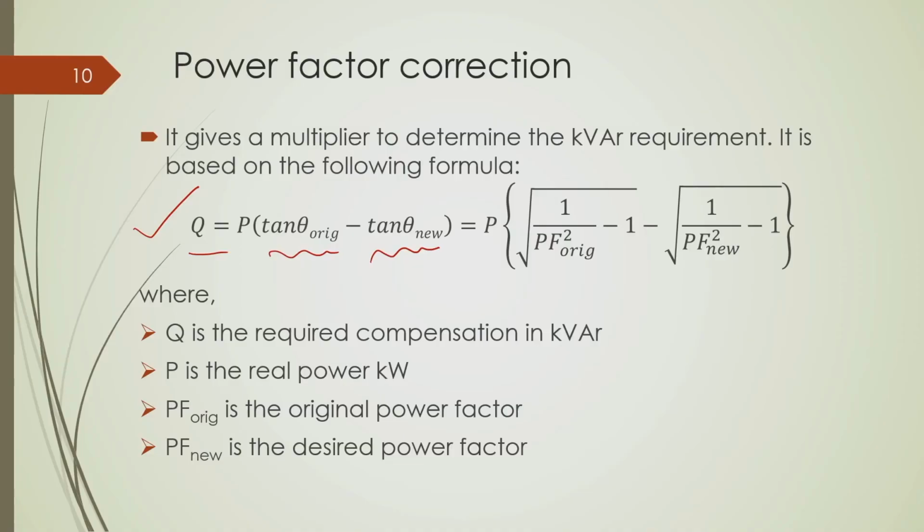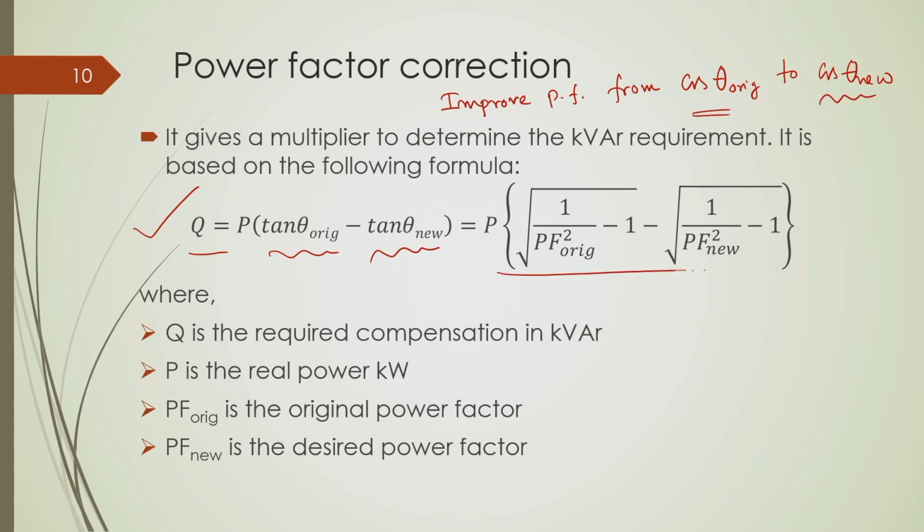So, basically we are intending to improve the power factor from cos theta original to cos theta nu. Of course, cos theta nu will be higher than cos theta original. Okay. Now, how to do that?